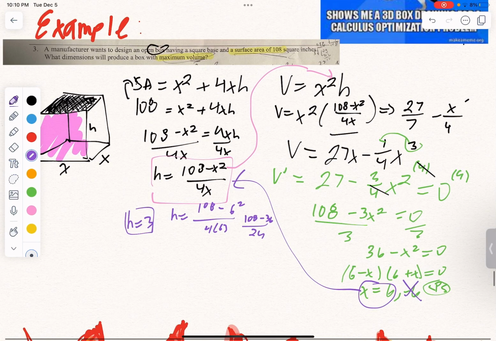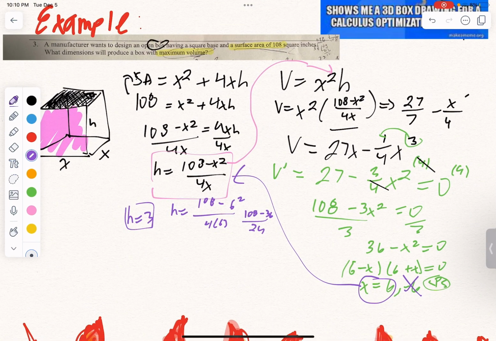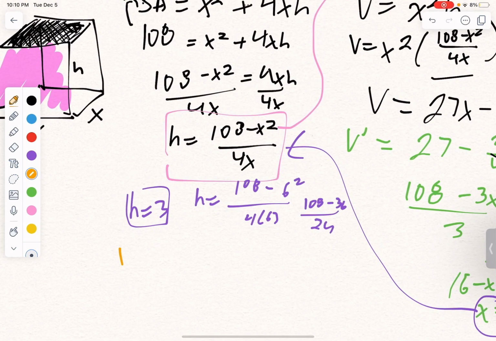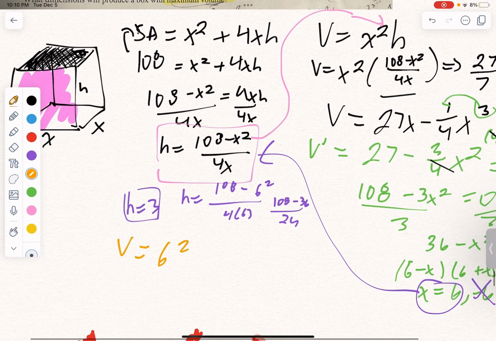And now that we have both of these, we're going to plug into our volume to find what the maximum volume is going to be. Let's do this in orange. So V equals x was 6, right? 6 squared times 3. 6 squared is 36, and 36 times 3 is 108. So the volume is actually 108.